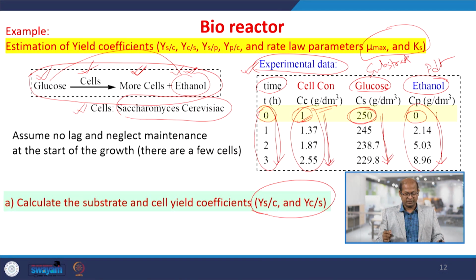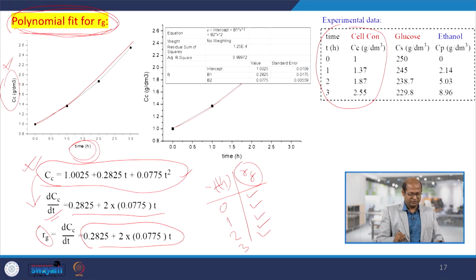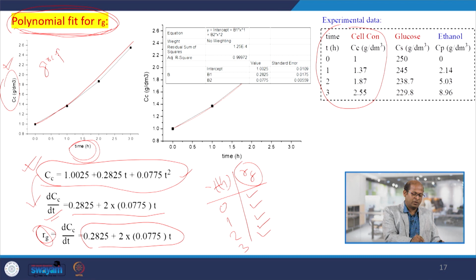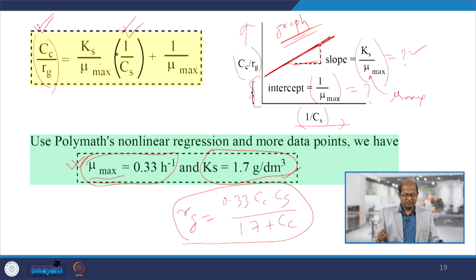So, what was the reaction? For this particular reaction, we have derived the yield coefficients once the experimental data is given, and we also found the rate law parameters from the Monod equation, by using the polynomial fit to find the rate and the corresponding rate law coefficients. So, first is graph 1, to find the rate, and graph 2 is for the rate law parameters, where we find the slope and intercept, and then mu max and Ks, the Monod equation constants.